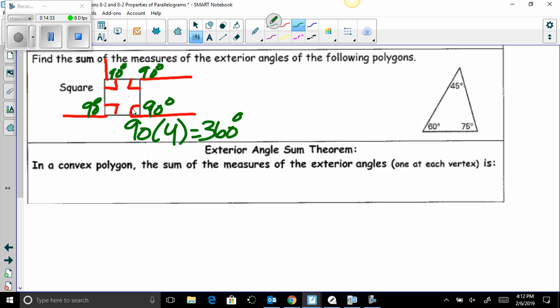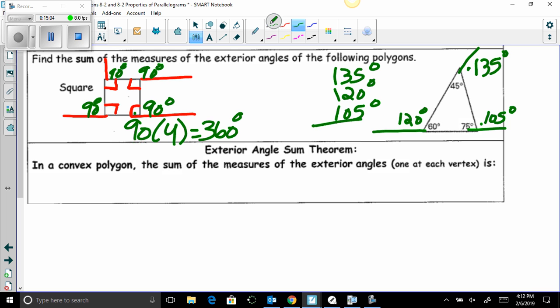Look what kind of figure I have here. I have a triangle. There's 3 sides. So if I extend every side, what's the measure of my exterior angles here going to be? So if this one's 45, what does that one have to be? They're a linear pair, so 180 minus 45 gives me 135. 75, 180 minus 75 is going to give me 105. 180 minus 60 is going to give you 120. If I take all of these exterior angles and add them up, what is their sum going to be? I'm going to get 360.